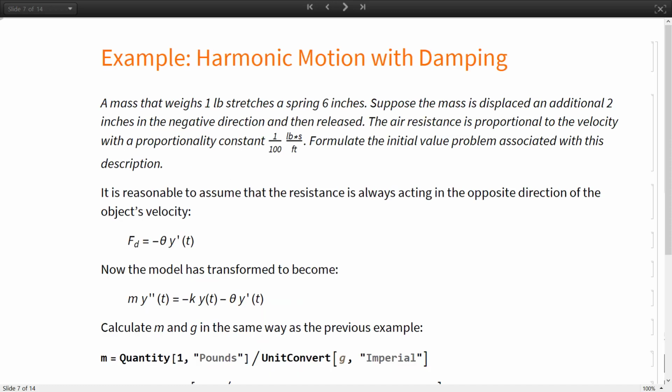In the previous example, there was no damping or frictional forces such as air resistance, so the solution to the model would have the mass oscillate with the same amplitude forever. Here we will consider simple harmonic motion with damping.